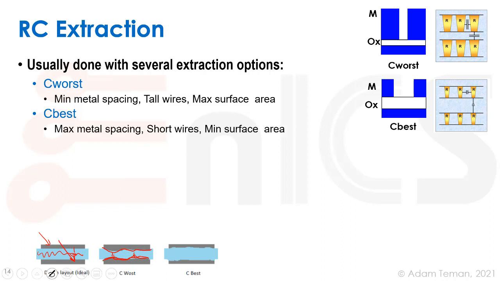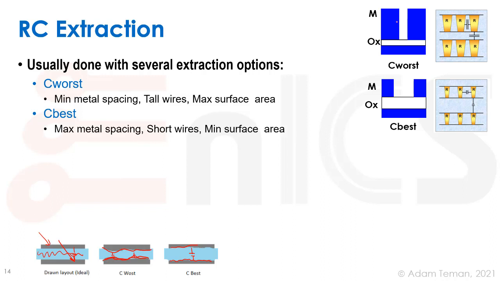This would be called a C-worst type of a corner, versus if the wires were thinner, then we would have a bigger distance between them and the capacitance would be lower. So this is what we would call a C-best type of a capacitance. So C-worst is a minimum metal spacing, tall wires, max surface area, versus C-best is a max metal spacing, short wires, and minimum surface area.